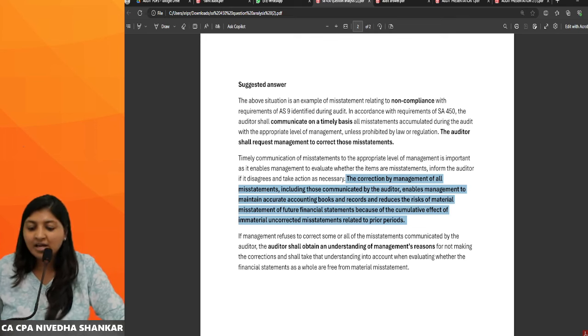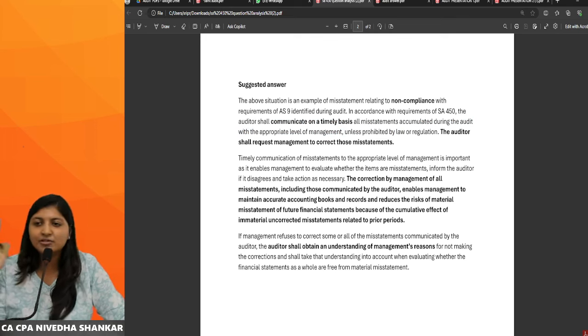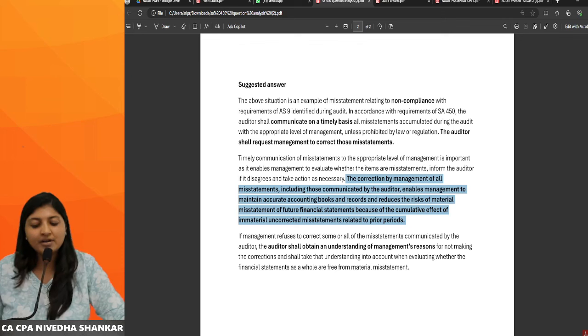Clear? Now here they are only talking about the first one, which is non-compliance with AS 9, this is the facts of the case. The auditor will communicate on a timely basis and the auditor will request the management to correct the misstatements. If they have corrected, alternate audit procedures, all of those things are not written. Second, the timely communication of the misstatement must be there. This is the advantage of the communication.